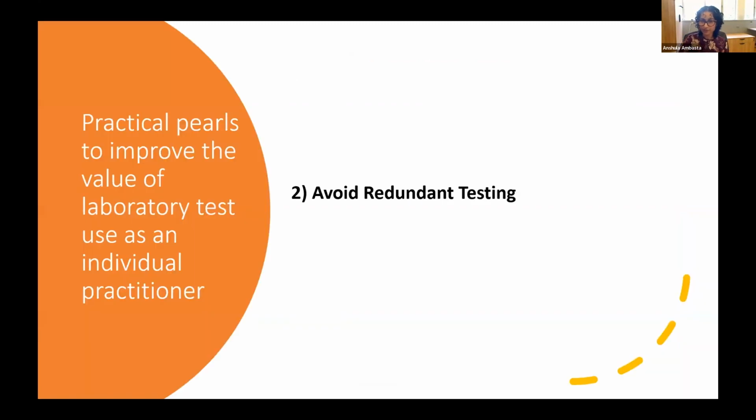So again, the practice pearl here is to use the technology that is available to us, recognizing there are always going to be holes and flaws and we don't have a perfect system set up, but use Care Connect when possible, and use the patient access to lab results and orders when possible to avoid redundant testing.